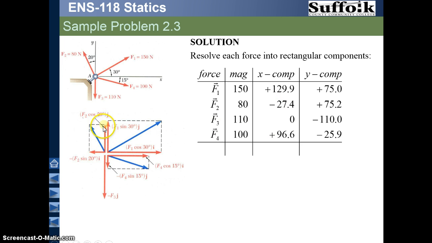And again, with the cosine of the angle, 20 degrees with respect to the x-axis, we solved for its y component force, which is 75.2. And then we did the same for F3.